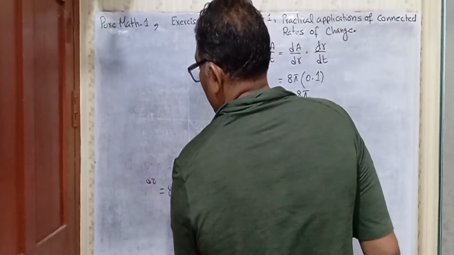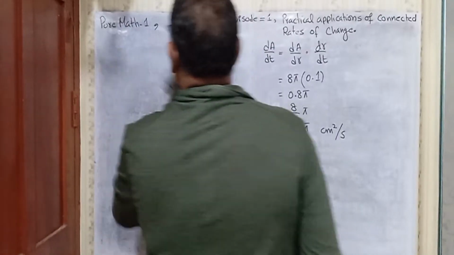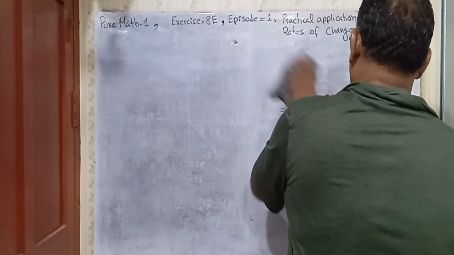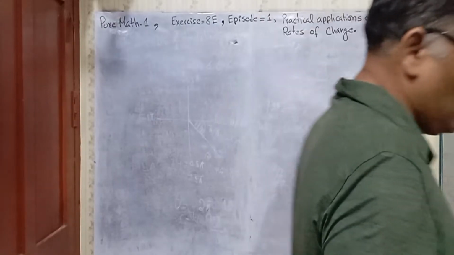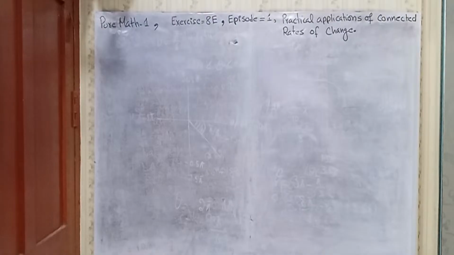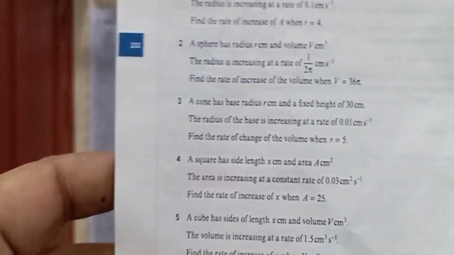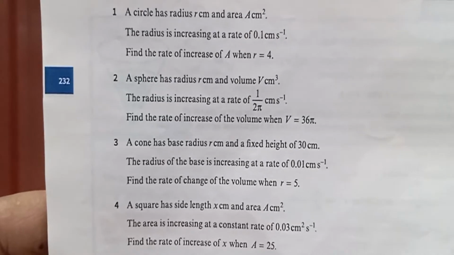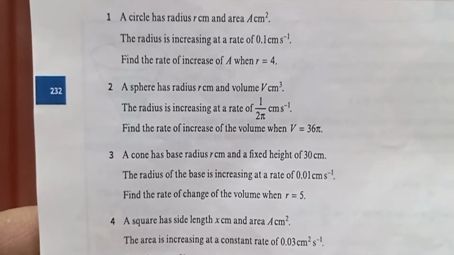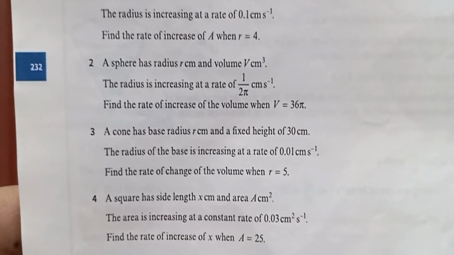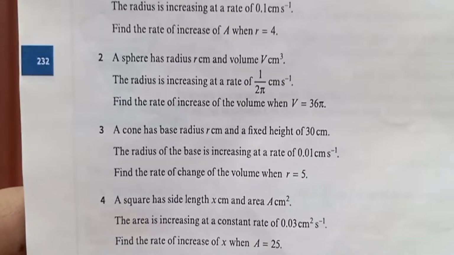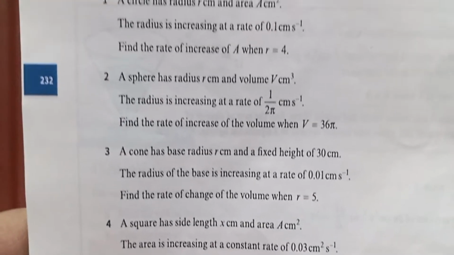The next question showing up on this is question number 2. Let me show you the question. So question number 2 is, here it comes in front of you. He says a sphere has a radius r centimeter and volume V centimeter cube. The radius is increasing at a rate of 1 by 2 pi centimeter per second. Find the rate of increase of the volume when V is equal to 36 pi.